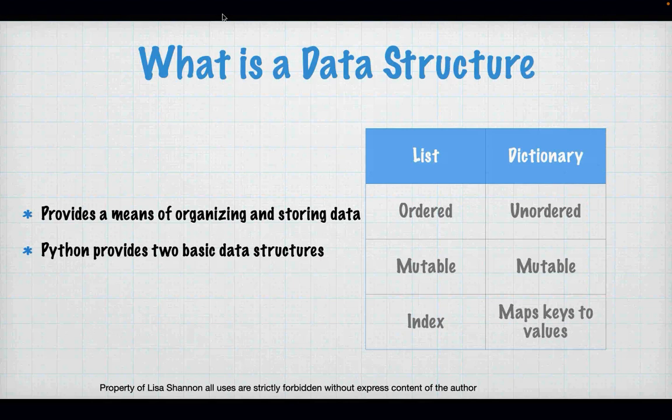Python provides a list and a dictionary, and there are some very basic differences. Lists are ordered, they are mutable, which means they can be changed, and they're based on an index. Now, this is exactly like a string, with the exception of the fact that strings can't be changed. Lists can be changed. You can change them any which way to Sunday. Dictionaries are unordered. They are mutable, so they're changeable. And what they do is they map keys and values. So your key will be a name or a number or something like that, and then there'll be a value. Dictionaries do not have an index number. There are different ways to access the data in them.